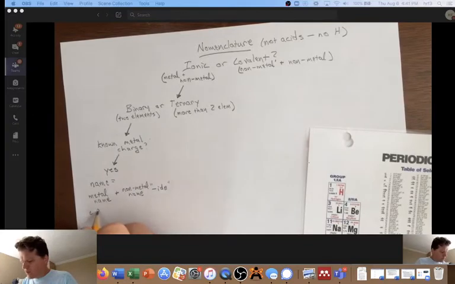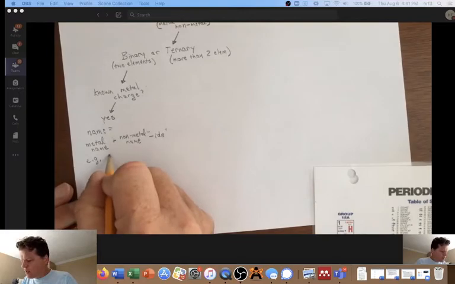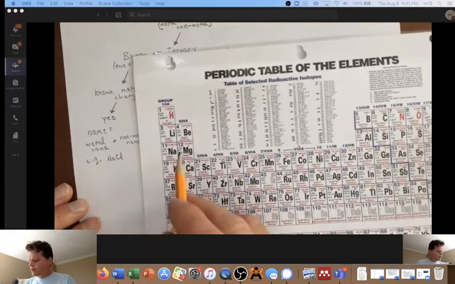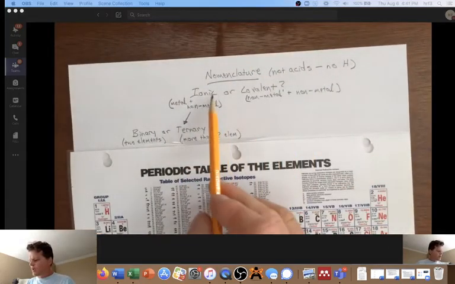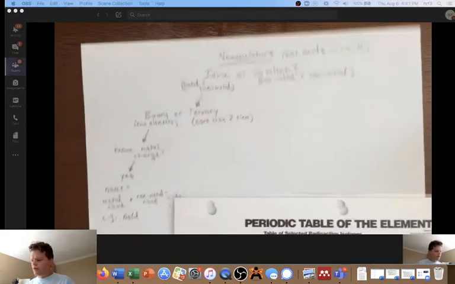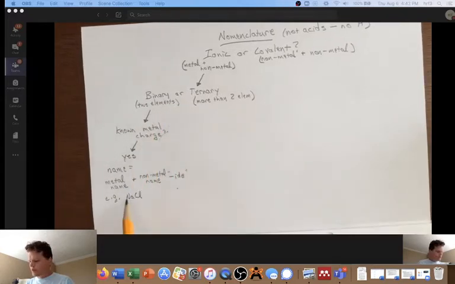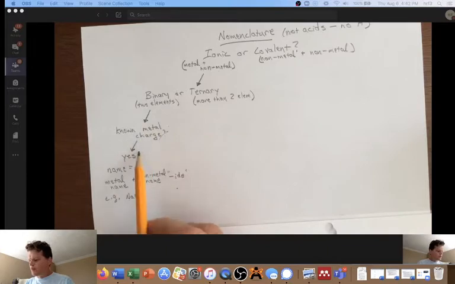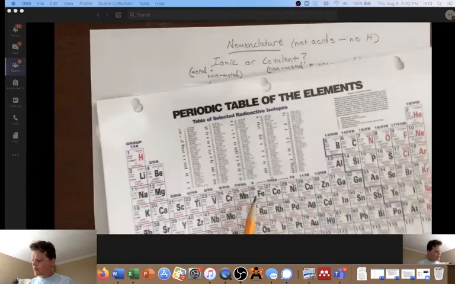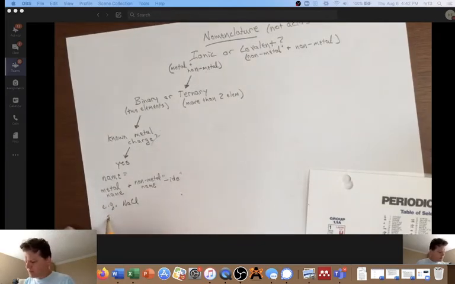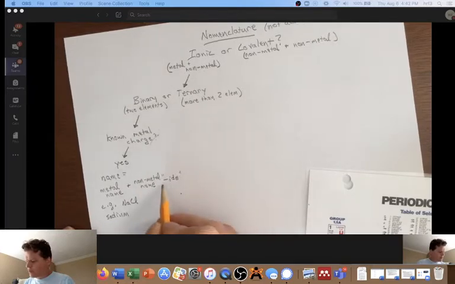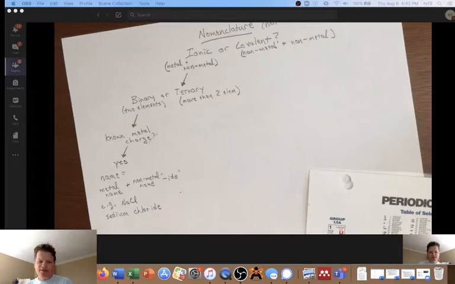So for example, one that probably most of you already know, if we have NaCl. So NaCl, the Na is a metal, the Cl is a nonmetal. So we know that's an ionic compound because it's a metal and a nonmetal. We also know that it's binary because we have just two elements, sodium and chlorine. We also know the metal charge because sodium is in the first column, so we know it's +1. So then the name is just the metal name. The metal is sodium. And then the nonmetal name, the nonmetal is chlorine, but instead of sodium chlorine, we call it sodium chloride. So we replace the end of the element name with the suffix "ide".